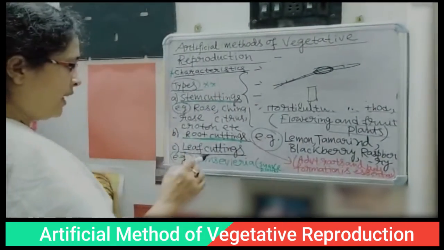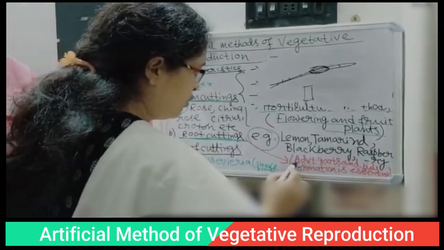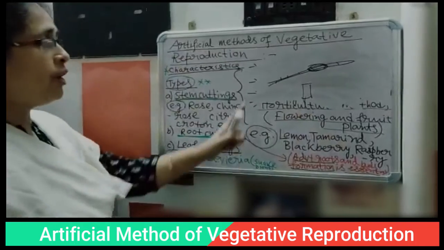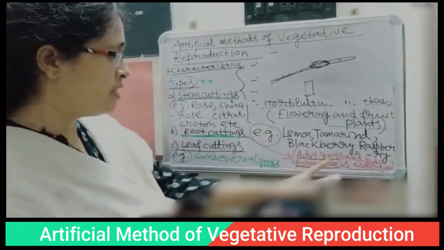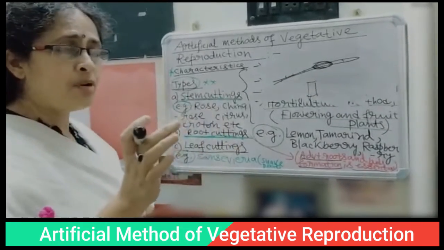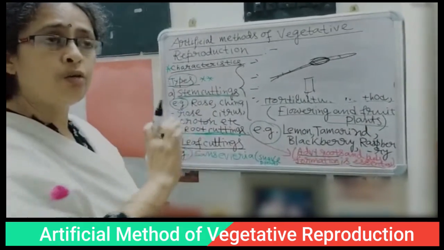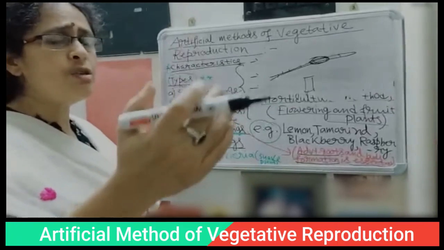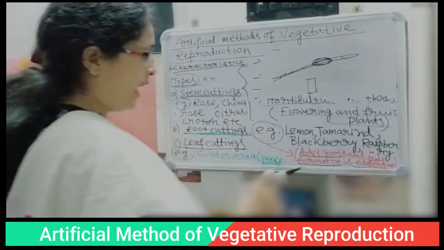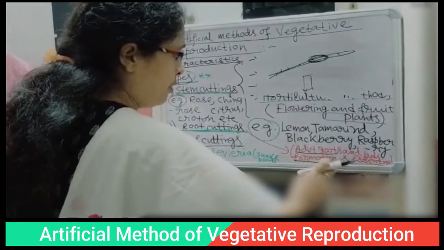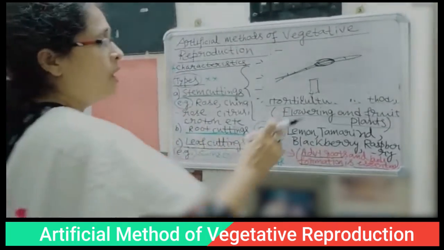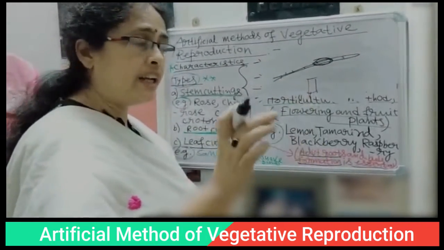Keep it in your mind, in root cuttings, adventitious roots and bud formation is very essential. If you cut the root portion but adventitious roots and buds do not grow on that cutting portion, then that cutting portion cannot grow into another plant. So it is very important that adventitious roots and bud formation must happen on that cutting portion, and for this reason auxin hormone is applied on that cutting portion.